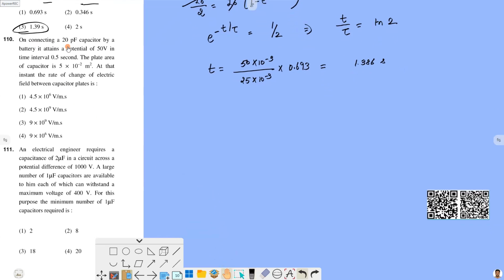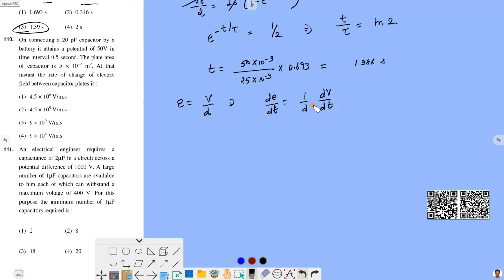So on connecting a 20 picofarad capacitor to a battery, it attains a potential of 50 volt in a time interval of 0.5 seconds. The plate area of the capacitor is given. Find the rate of change of electric field at that instant. So we have to find the rate of change of electric field, and we know that electric field is given by E equals V by d. If we have to find the rate of change, then dE by dt will become 1 by d as it is, into dV by dt.